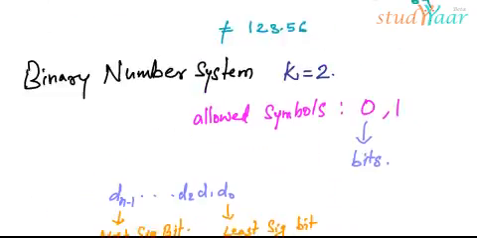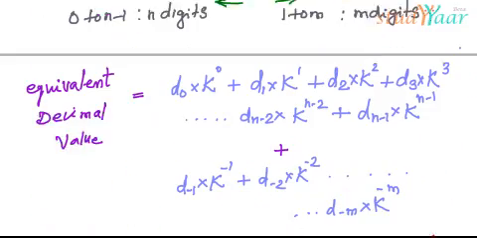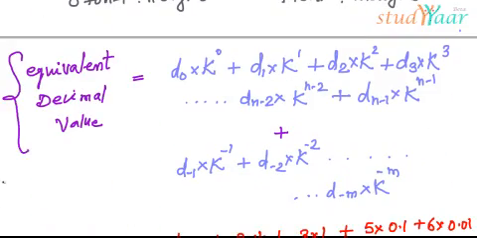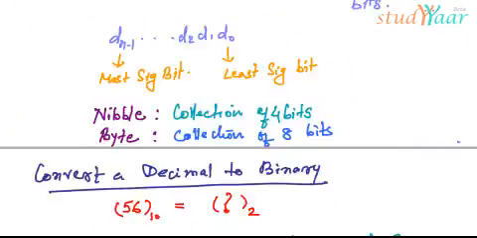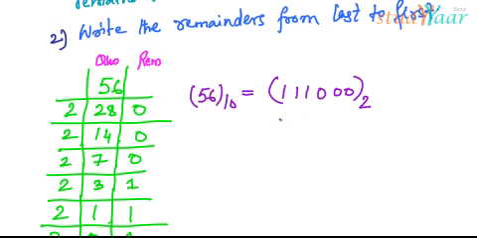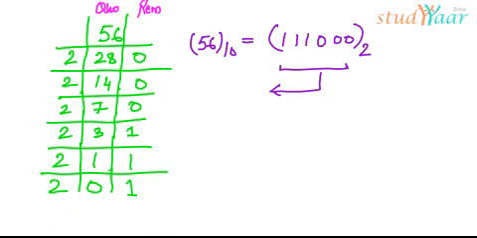Okay, so if this is the equivalent binary value, then its equivalent decimal value should be 56. So let's verify this. How do we verify? We verify it like this. Let me just write the indices over here.